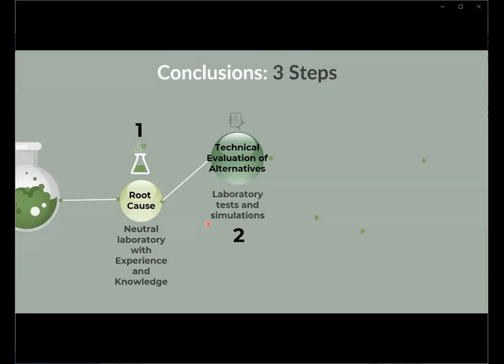Second, technical evaluation of the alternatives. The lab should be able to run tests and simulations to find out which one is the best option to solve the varnish situation. And lastly, run an economical evaluation of the different alternatives that were selected. Define time and cost of the entire project.